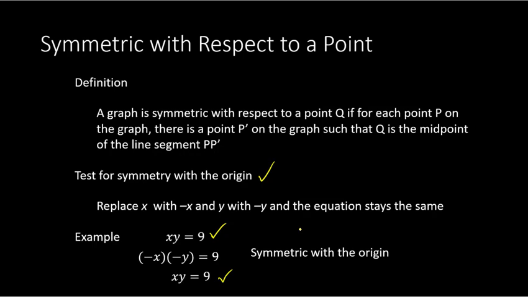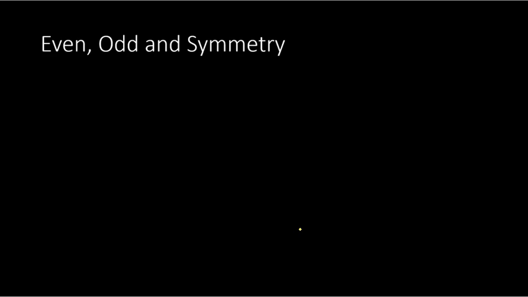Now, there's some terminology we have with these different types of symmetry. So we have what's called even symmetry and odd symmetry. A function is considered to be even if it is symmetric with respect to the y-axis. And a function is determined to be odd if it is symmetric with respect to the origin.